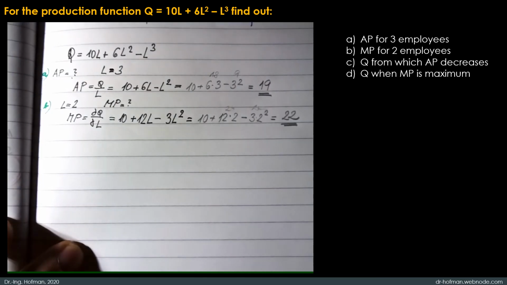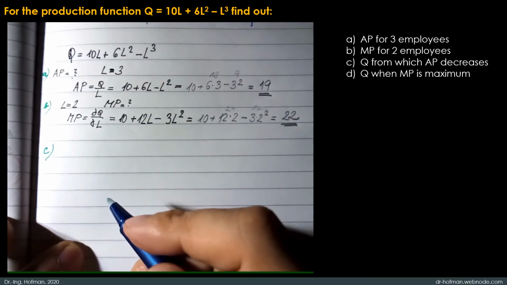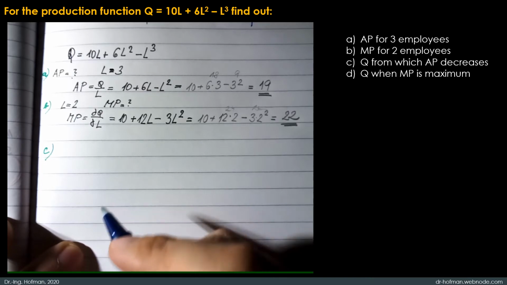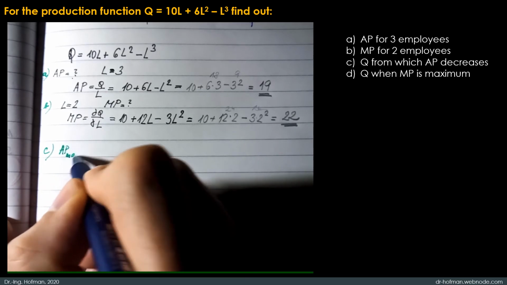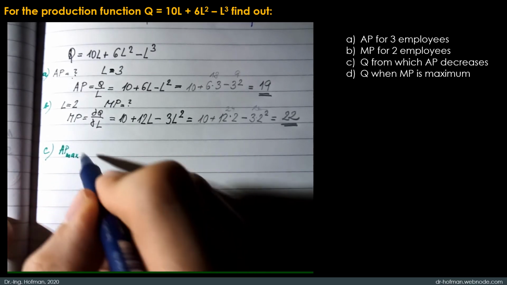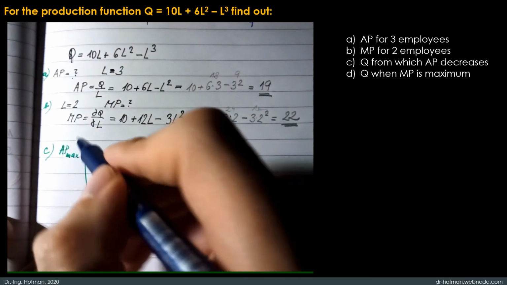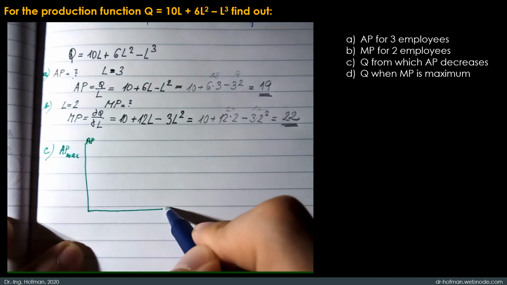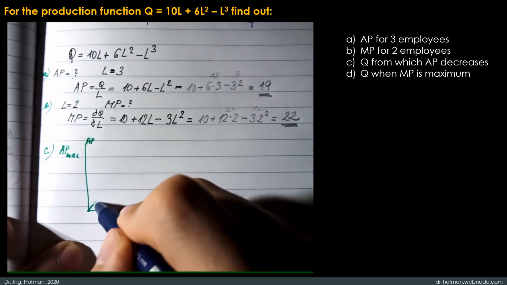Let's go to the next question, C. We should find the Q, the amount of production from which average product AP decreases. So it means, according to the graph of AP, we are searching for the maximal AP. Let's see it in this graph.